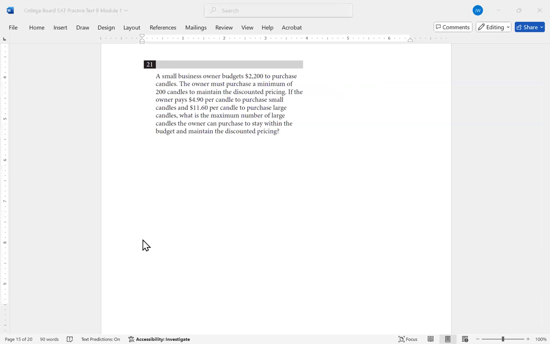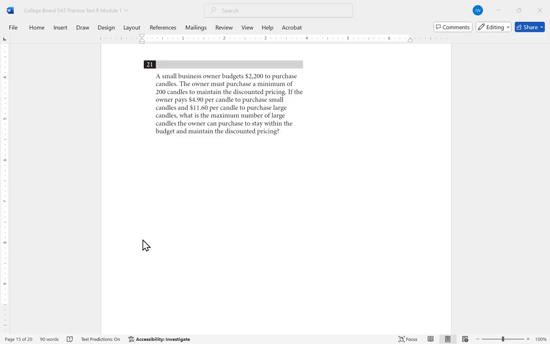(21) A small business owner budgets $2,200 to purchase candles. The owner must purchase a minimum of 200 candles to maintain the discounted pricing. If the owner pays $4.90 per candle to purchase small candles and $11.60 per candle to purchase large candles, what is the maximum number of large candles the owner can purchase to stay within the budget and maintain the discounted pricing?